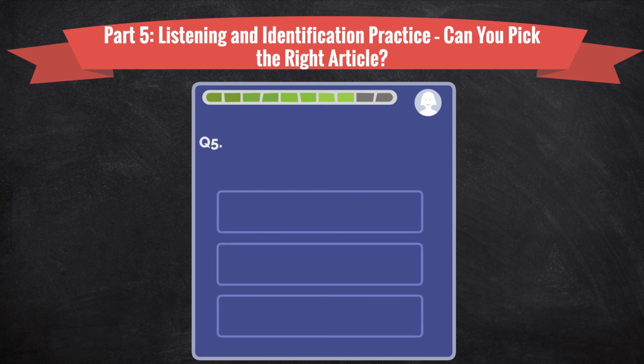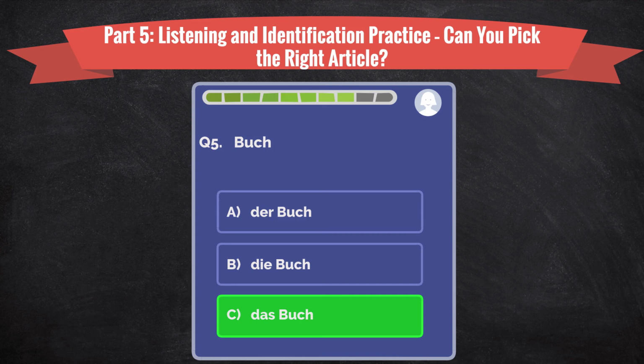Question 5. Buch. A. Der Buch. B. Die Buch. C. Das Buch. The correct answer is C. Das Buch. This is a neuter word. It's something not a person and not tied to a gender.